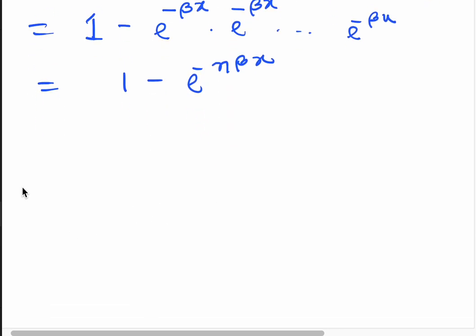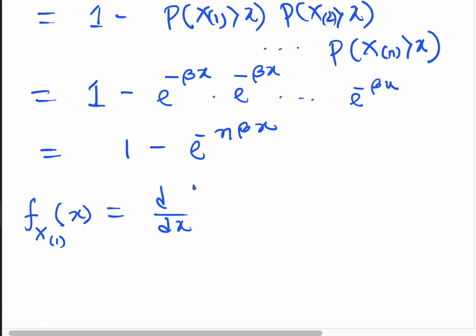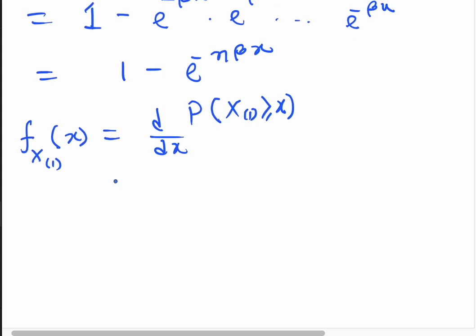Therefore the density of x1 is the derivative of this CDF with respect to x. Taking the derivative, this is n beta e to the power minus n beta x. Now we have the distribution.